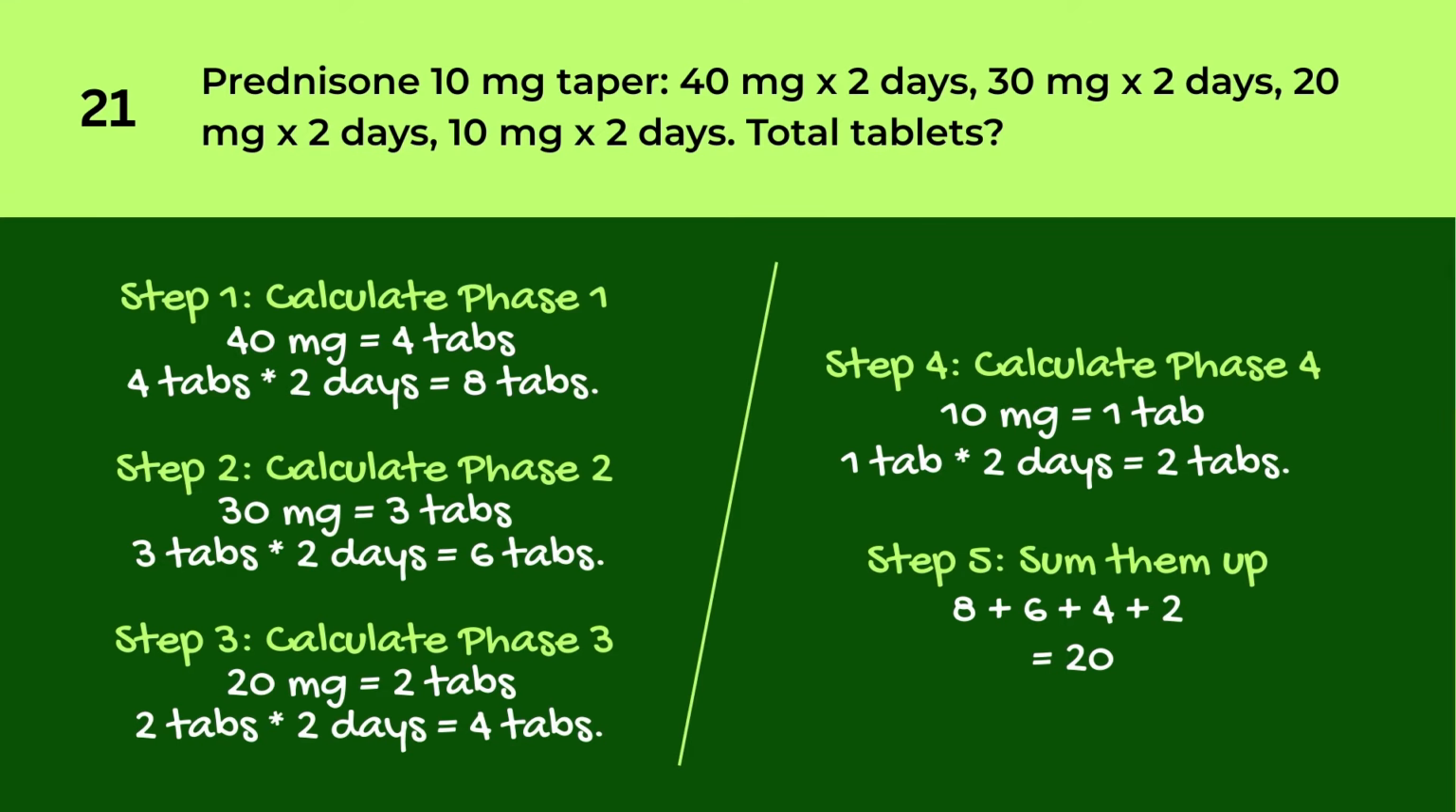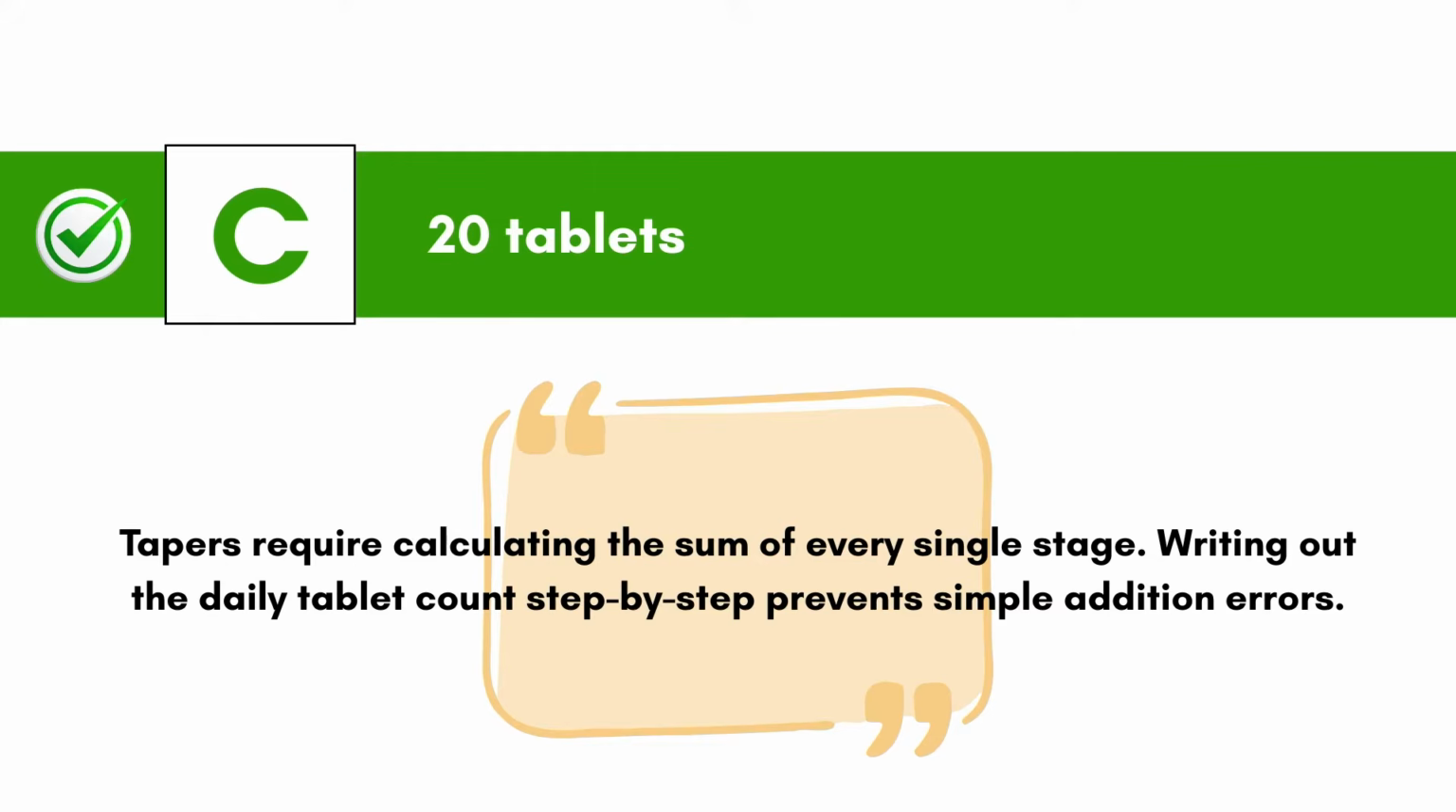Now we sum them up. 8 plus 6 plus 4 plus 2. That gives us a total of 20. Let's lock that in. Spot on. Option C is correct. Tapers require calculating the sum of every single stage. Writing out the daily tablet count step by step prevents simple addition errors.